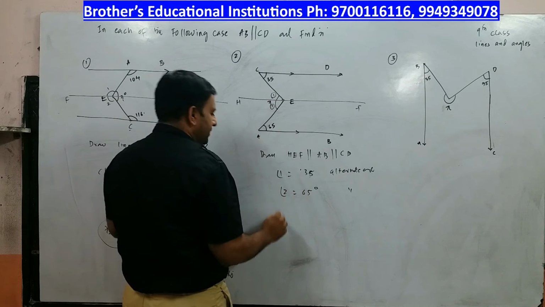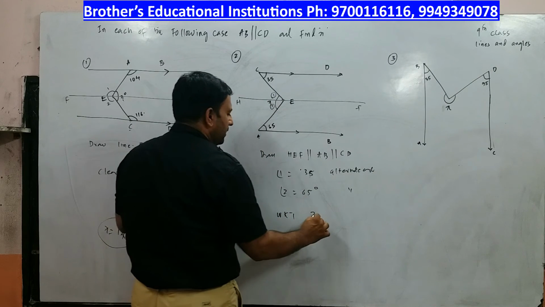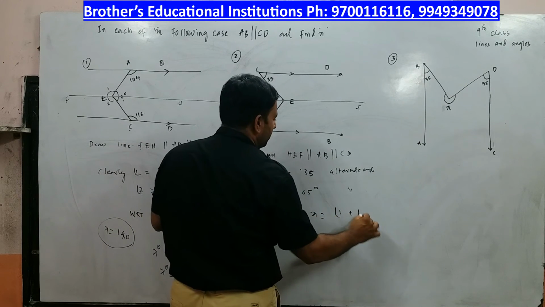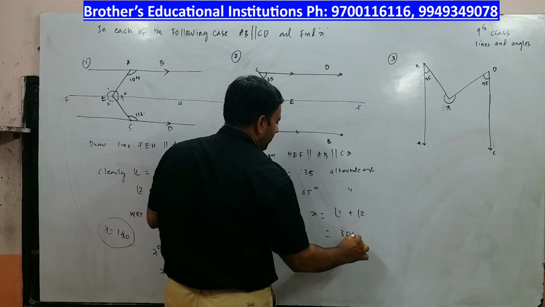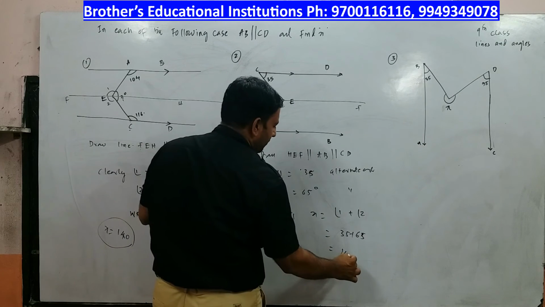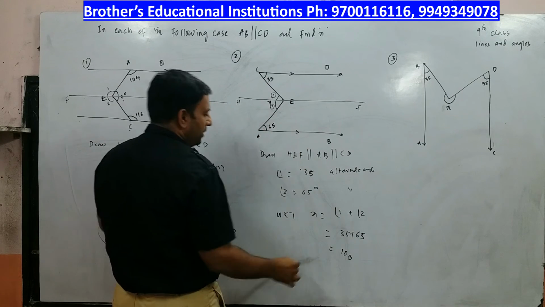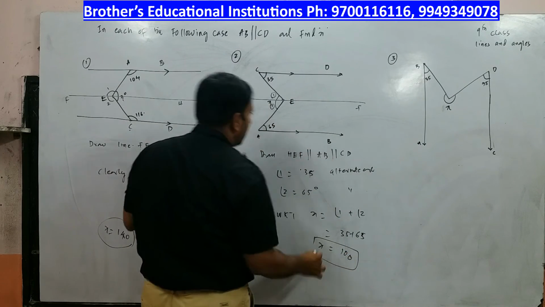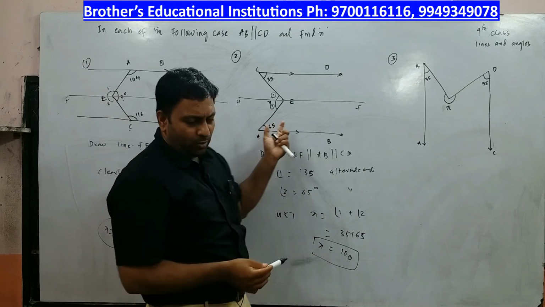We have to find X. We know that X is nothing but equal to 1 plus 2. So it is 35 plus 65, and 35 plus 65 is equal to 100. So X is equal to what? 100 degrees. I am sure you are able to follow.